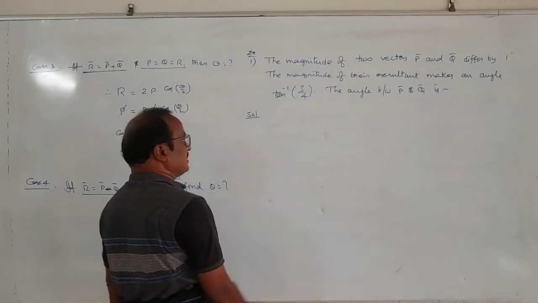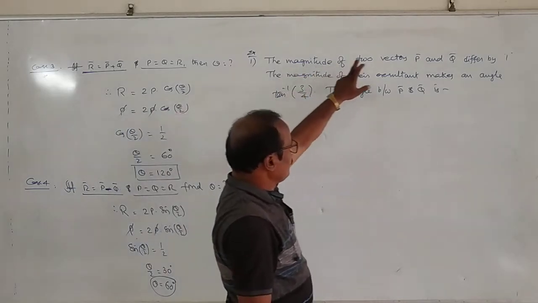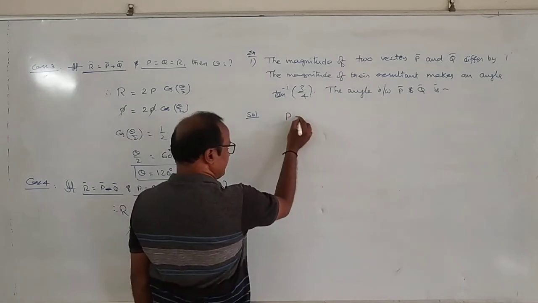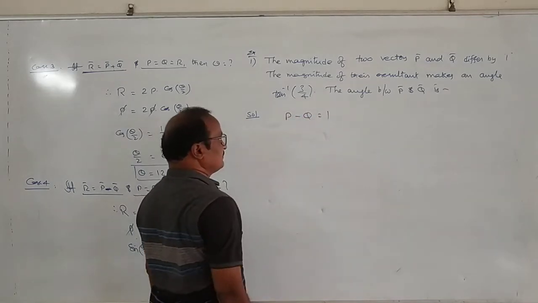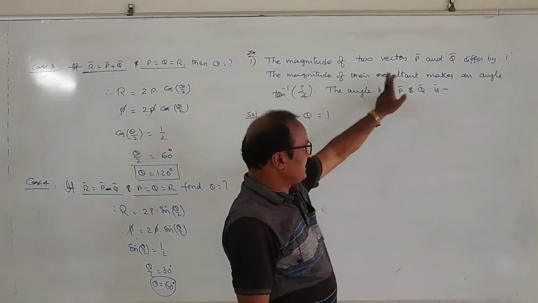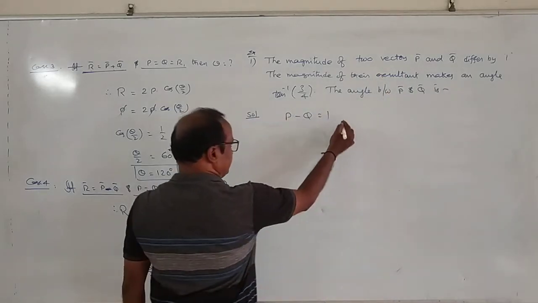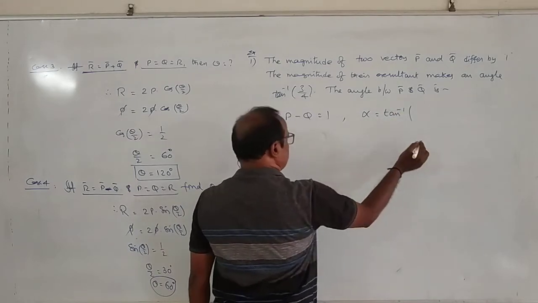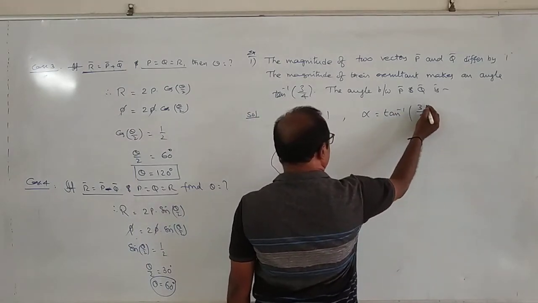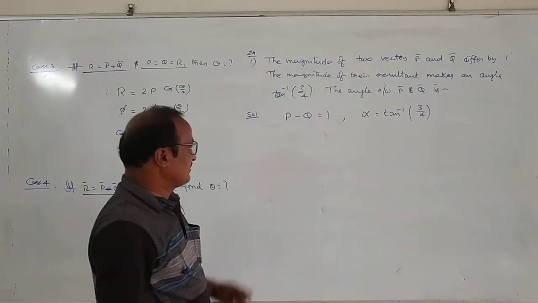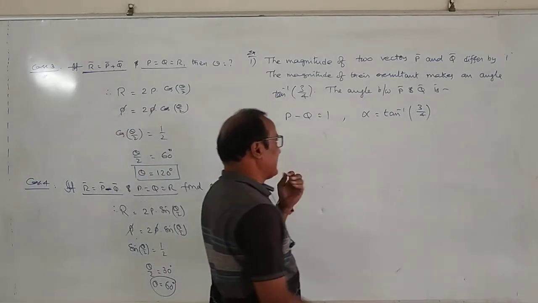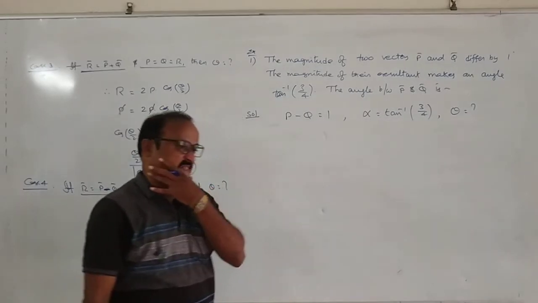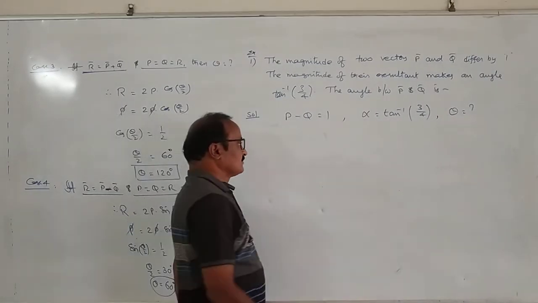What is the data given here? The magnitudes of two vectors P bar and Q bar differ by 1, that is, P minus Q is equal to 1. The resultant makes an angle alpha equal to tan inverse of 3 by 4. To find the angle between the two vectors, we need the value of theta.